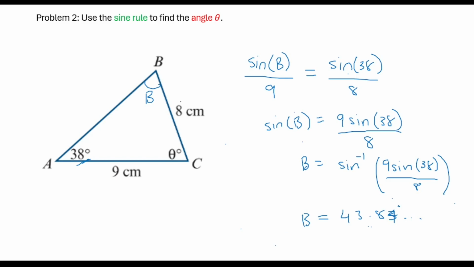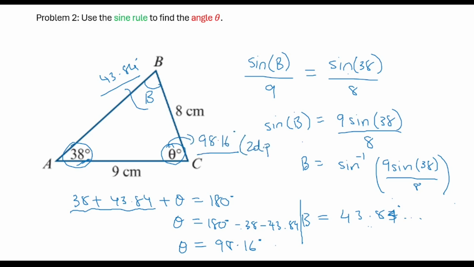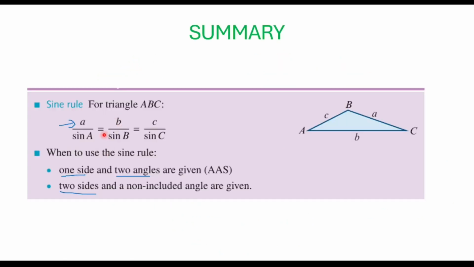Now, we know what this angle is, so that's 43.84. Now, we know that angles in a triangle add up to 180. So this plus this plus this will give us 180. Now, let's minus these from 180 to get theta. And we get 98.16 degrees to 2 decimal places.